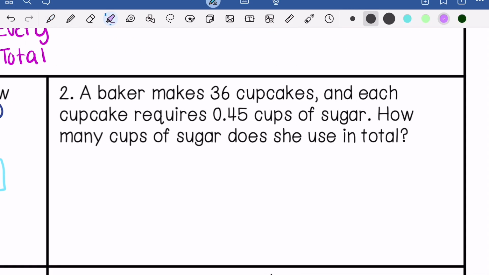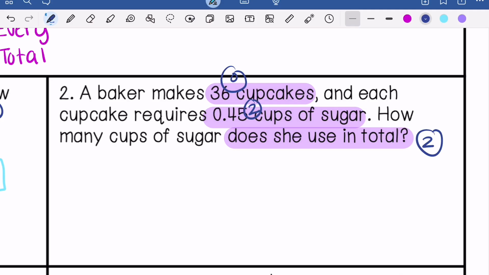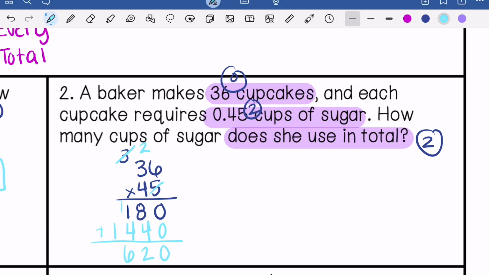Number 2, a baker makes 36 cupcakes and each cupcake requires 0.45 cups of sugar. How many cups of sugar does she use in total? So I have 2 here, 0 here. So that means a total of 2. So 36 times 45. 16.2 cups of sugar.